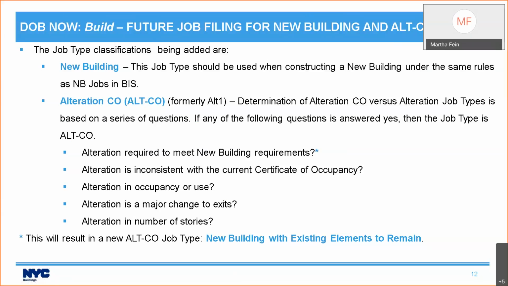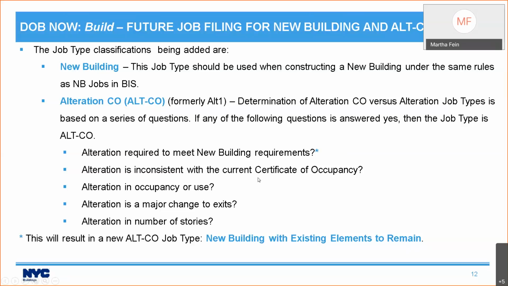Alt-CO, the new name for Alt-1. When you go into starting a new job filing, it's not going to ask, do you have an alteration or an Alt-CO? Instead, if you choose alteration, it will ask you a series of questions to determine whether it's an alteration or an Alt-CO. The first question is, is this alteration required to meet new building requirements? If you say yes to that, then the result is an Alt-CO job type of new building with existing elements to remain. If you answer no to that first question, the next three questions pop up.